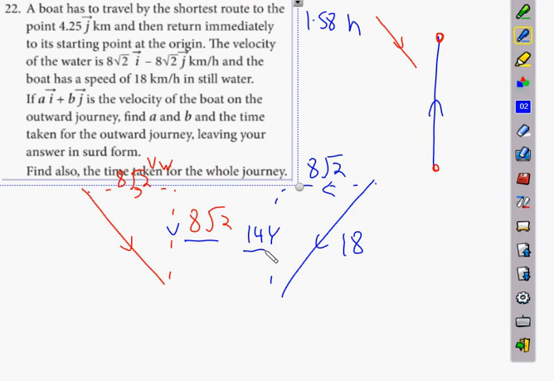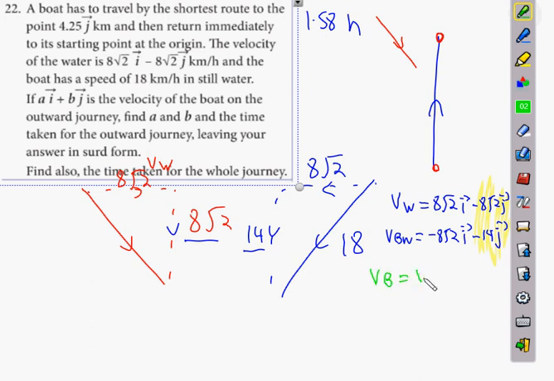Okay? So once again, you can go through the whole formality of it. Velocity of water is 8 root 2 i minus 8 root 2j. Velocity of boat in water is going to be minus 8 root 2 i minus 14j this time. Notice that they're both minuses this time. Okay, so they're going to add together. Then finally, the velocity of the boat is the velocity of the water plus the velocity of the boat in water.